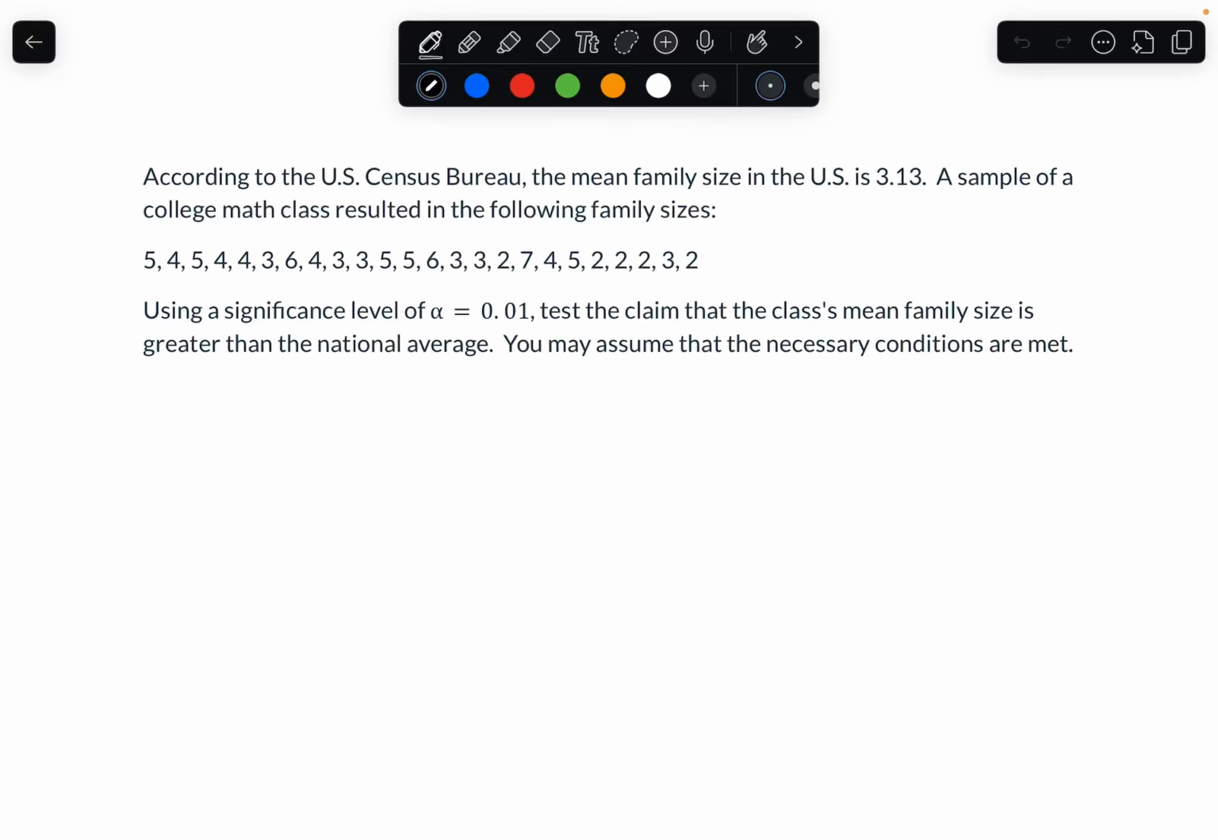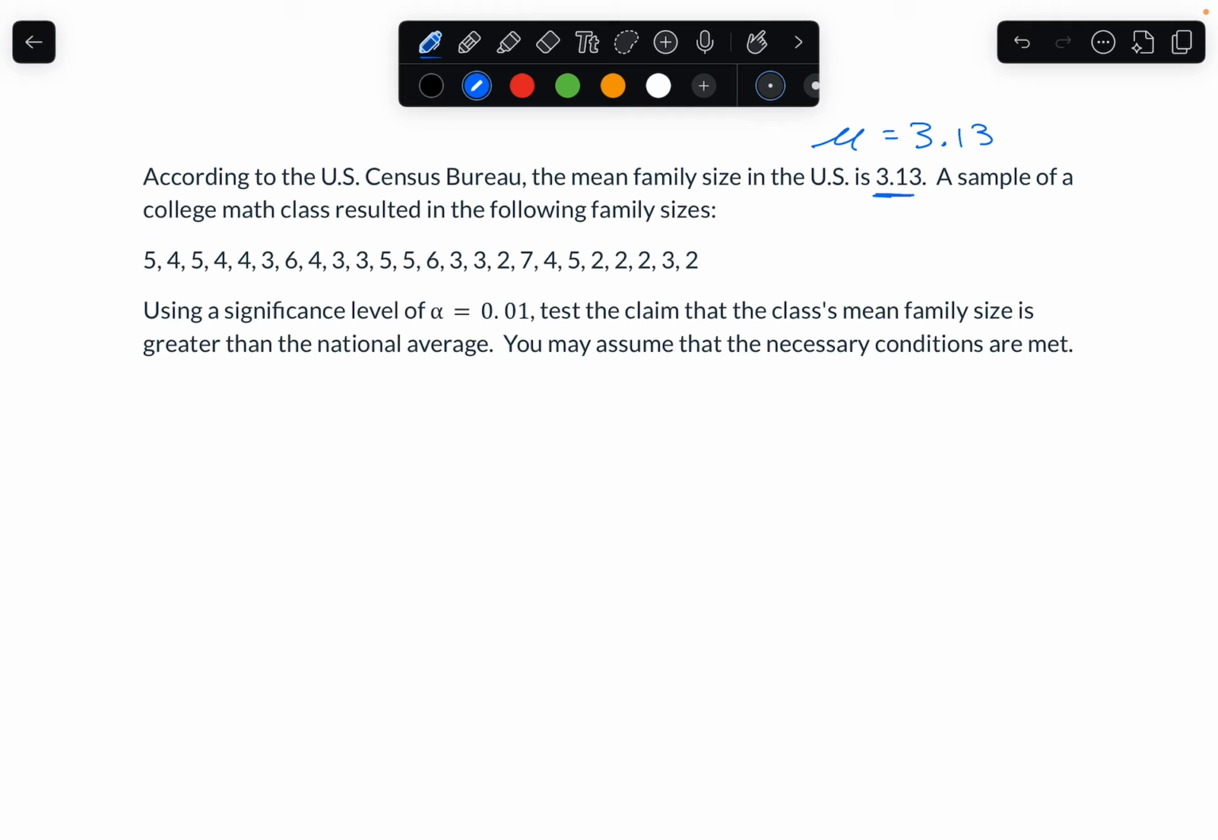In this video, we'll look at one last example of a hypothesis test for a single mean. This time we'll be using the raw data rather than the summary statistics. So according to the U.S. Census Bureau, the mean family size in the U.S. is 3.13. So they're telling me that the population mean is equal to 3.13.